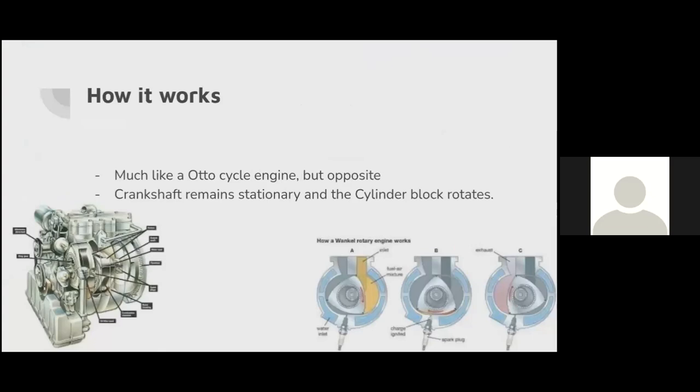How it works is much like the auto engine, but the opposite. The auto engine uses the axle, or the crankshaft in the middle, to turn around the cylinder block, but in the rotary engine, it's the cylinder block that turns around the crankshaft, which moves that.